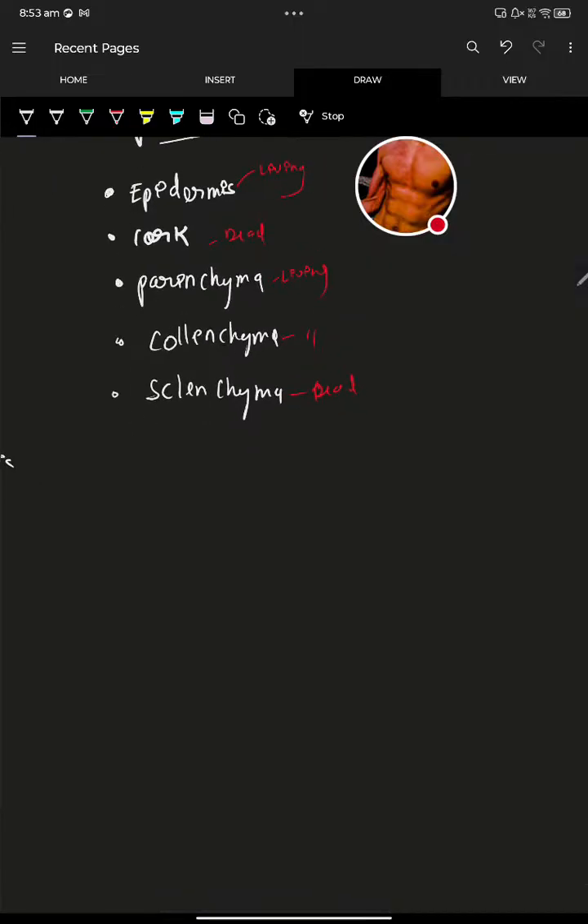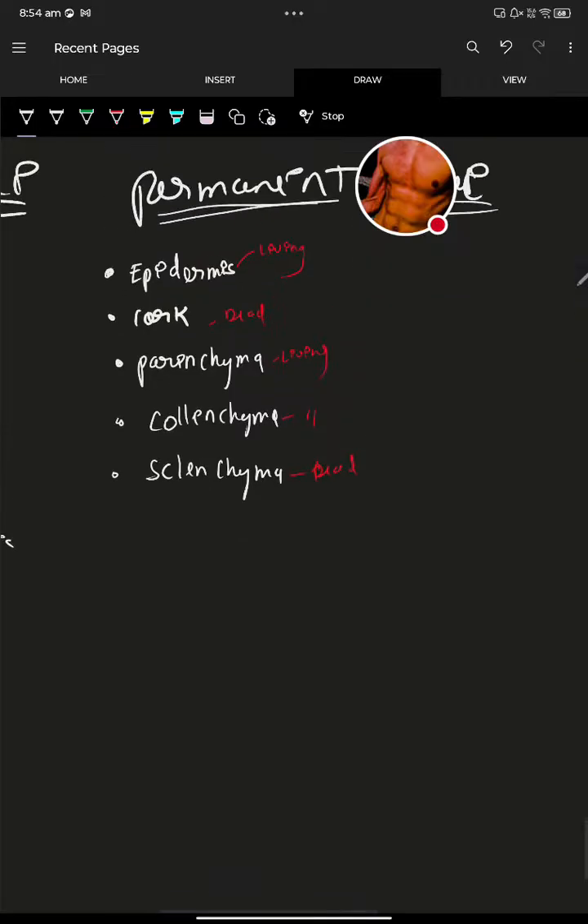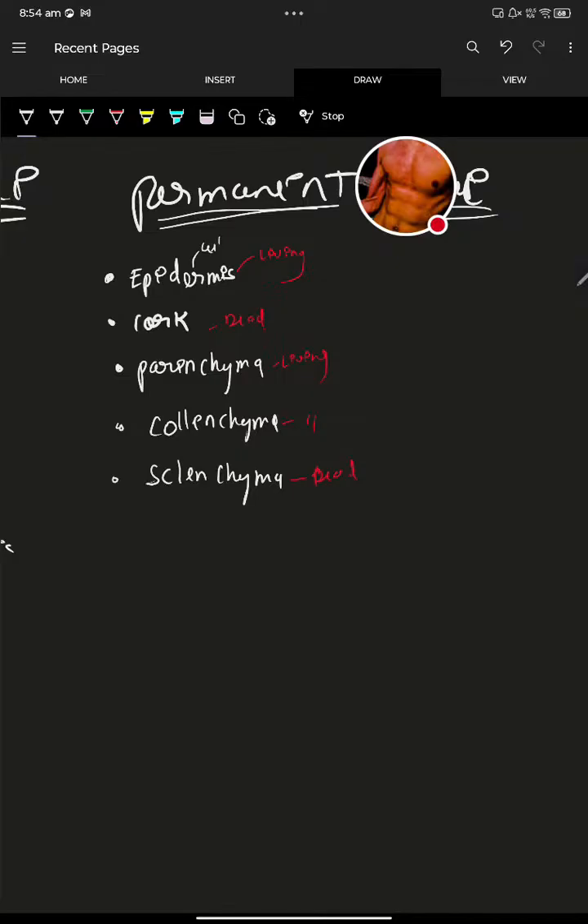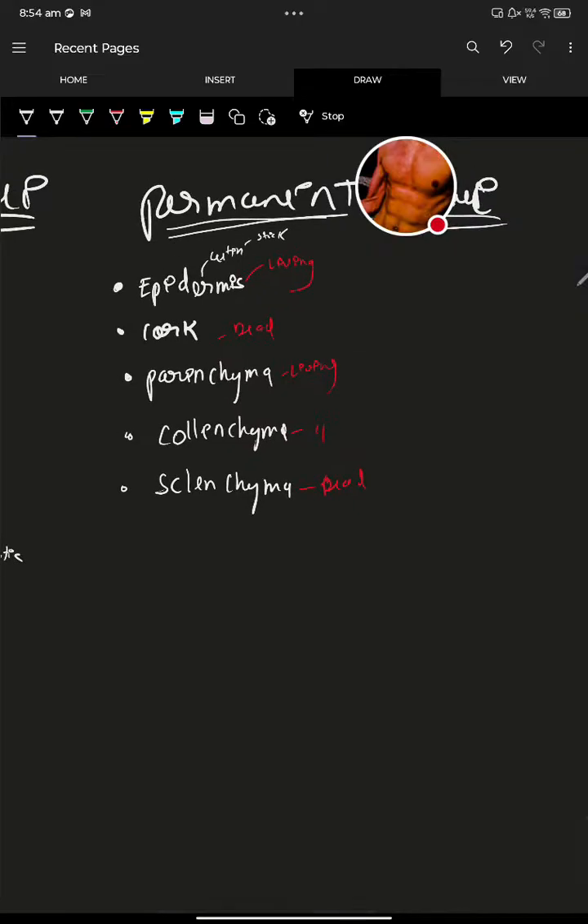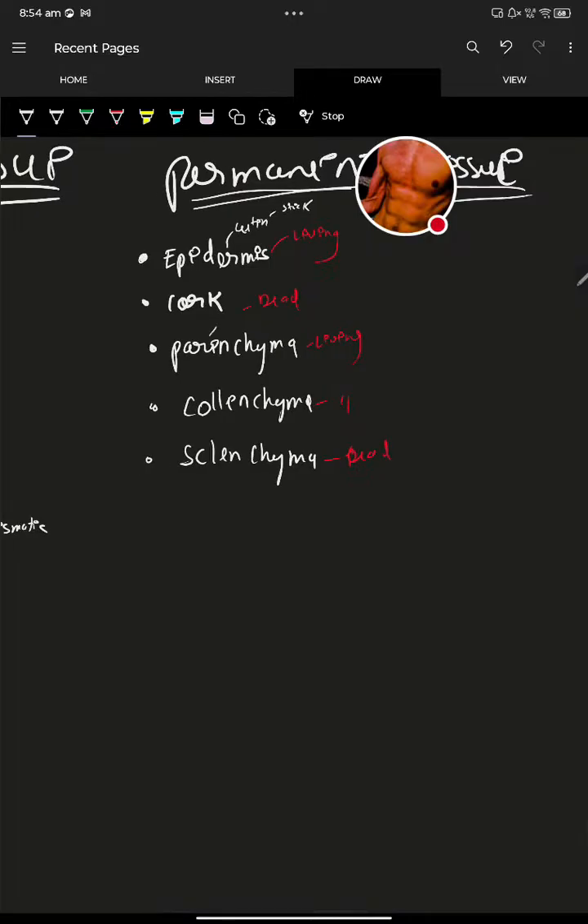So first, I told you, epidermis. What is epidermis? It is like the cutin and all that. It provides stickiness, so it has to secrete that. That's why it is living. Cork, everybody knows what this is. Parenchyma, I told you, is like aerenchyma, chloroplast, then idioblast, then collenchyma.